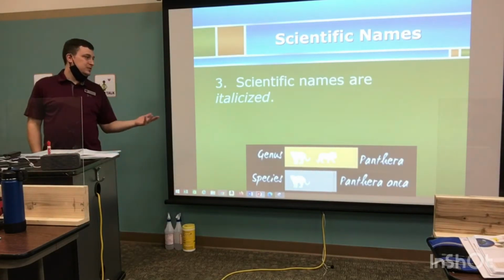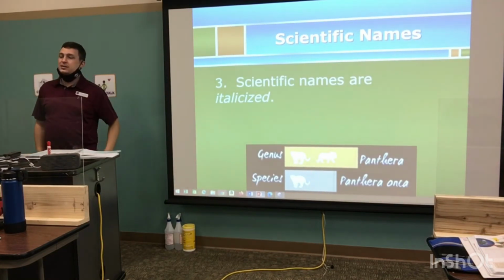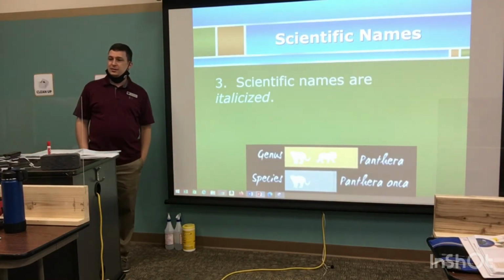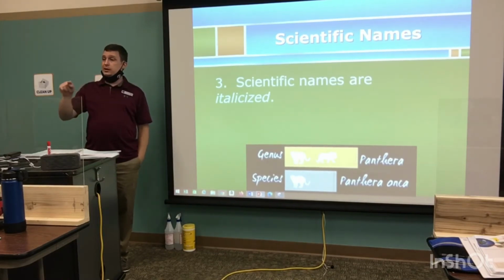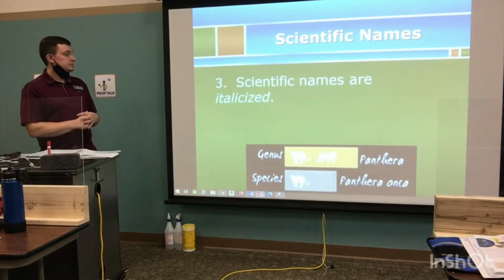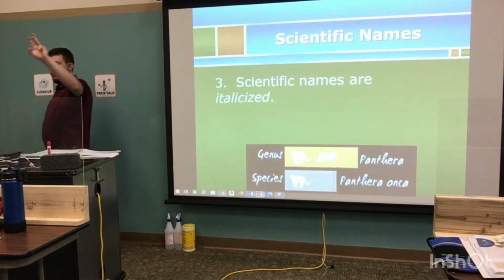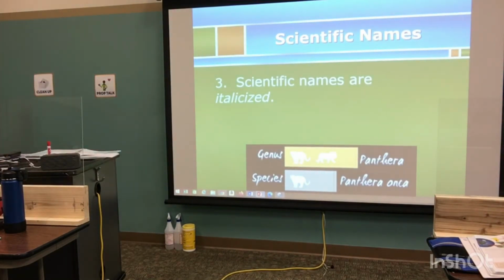With a computer, it's easy to tell if it's italicized or not. Yes? In the book, it actually said that if you're writing out something that should be italicized, you underline it. You can underline it as well to kind of bring that fact out. Good point. Excellent. All right, so far we've covered three facts about scientific naming.